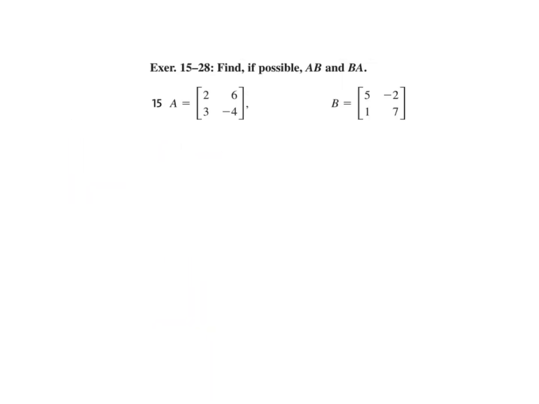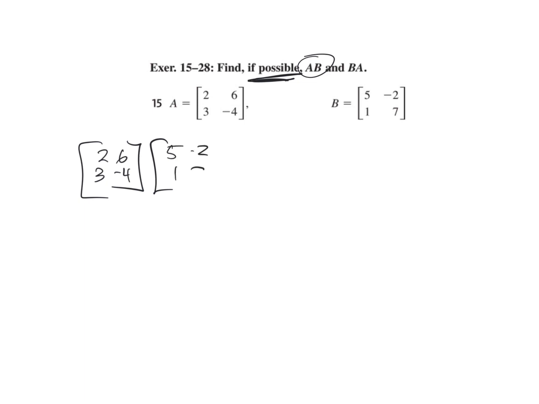All right, so now find if possible A times B. So now we're going to do a multiplication. So let me write this out for us. 2, 6, 3, negative 4 times 5, negative 2, 1, and 7. So first of all, you got to check if it's possible. We have a 2 by 2 and a 2 by 2. So as long as those middle ones are the same, we're okay. And what will we get when we're done? A 2 by 2, the outside numbers.